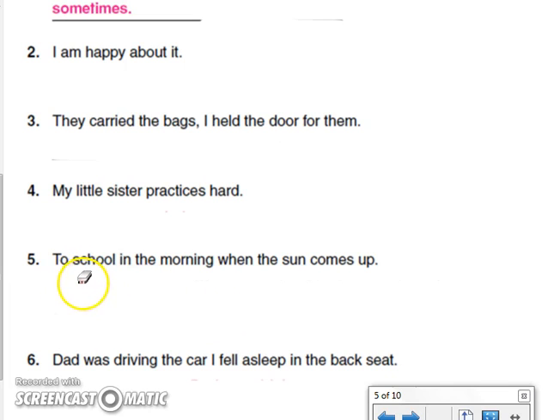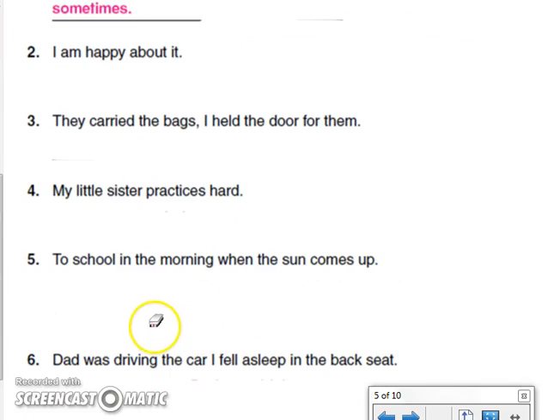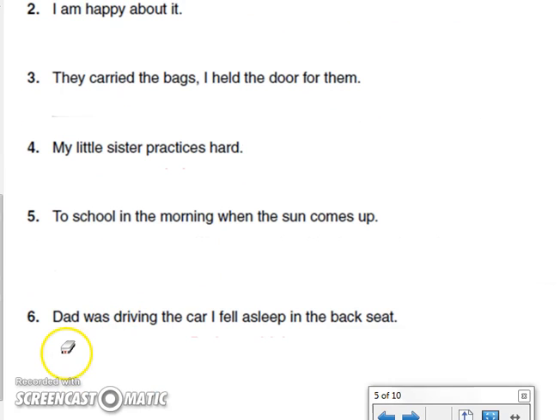Number 5, to school in the morning when the sun comes up. If it's correct, write no change needed. If it's not, pause and fix it. Number 6, Dad was driving the car. I fell asleep in the back seat. If it's correct, write no change needed. If not, rewrite it. Pause the recording.